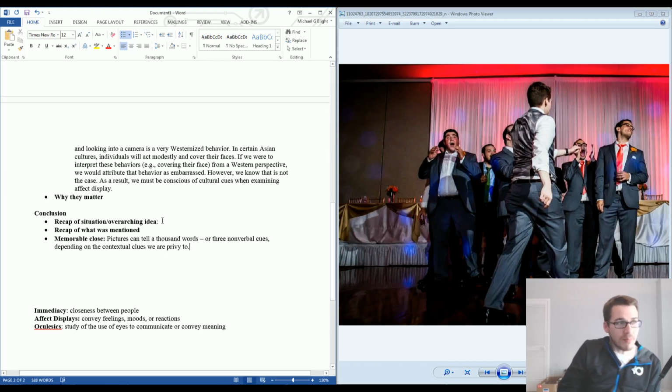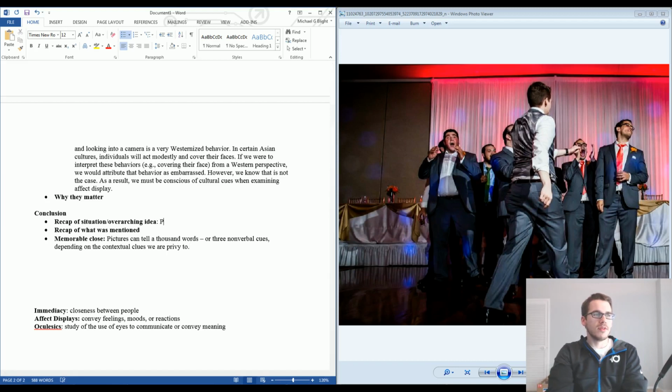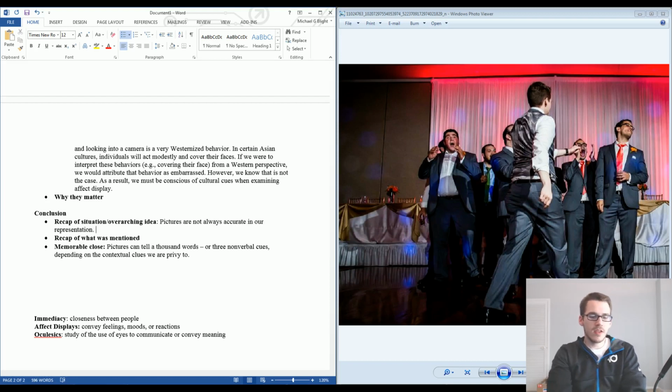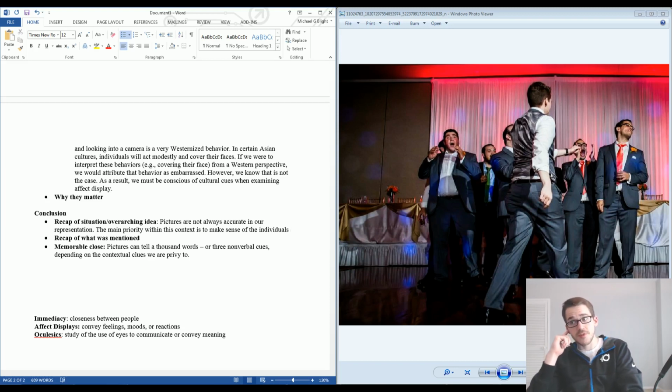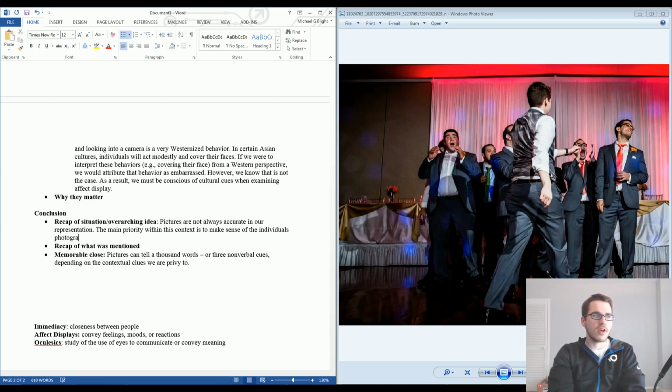Okay, the recap of the situation will be, pictures are not always accurate in our representation. The main priority within this context is to make sense of the individuals, which, as we talk about it from a photographer standpoint, is the subject, but that seems a little bit offensive. The main priority within this context is to make sense of the individuals photographed and provide a series of recommendations.